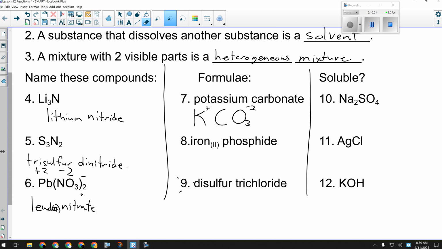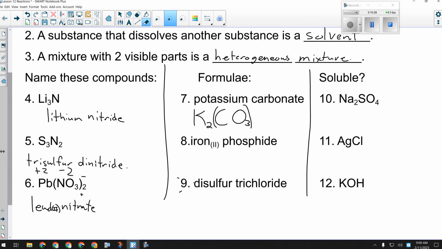All right, now what do I do? You just drop and swap. Now I drop and swap. So the 1 drops, it comes over here, we don't write once. Done with that. The 2 drops and comes over here. K2CO3. You could write it like this or like that, as long as you don't have a number outside of those brackets. Questions on that one?